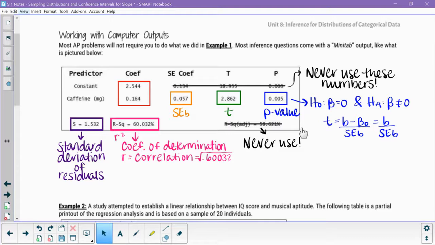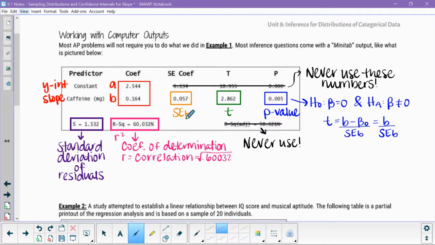The things that are important to you: you're going to have something that either says constant, or I believe sometimes it says y-intercept. It is basically your y-intercept, so this is like our a value. And then you're going to have something indicating what's being plugged into your equation. This is our b, our slope. So this is like our y-intercept, and this is like our slope. Two very, very important things because it's where you build your linear regression from.